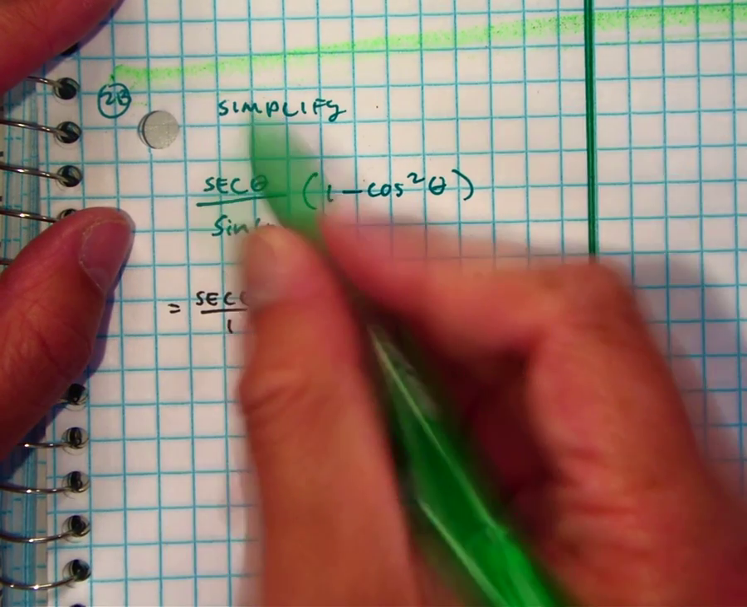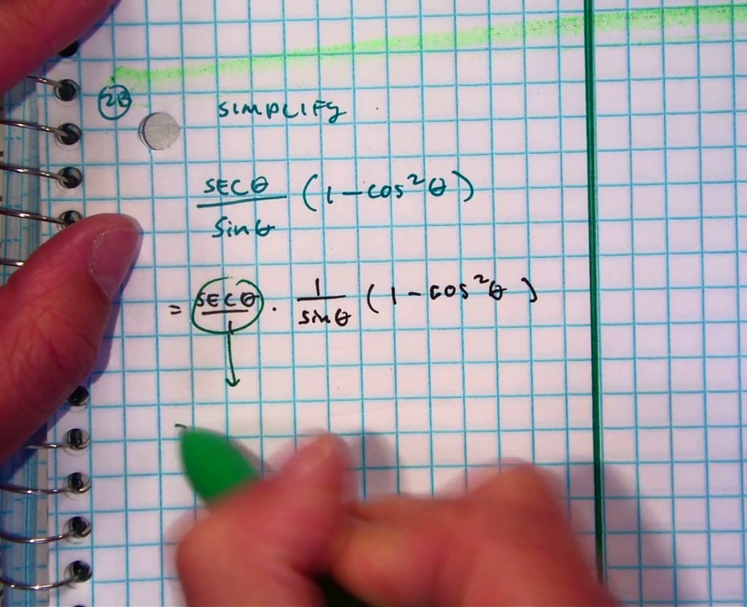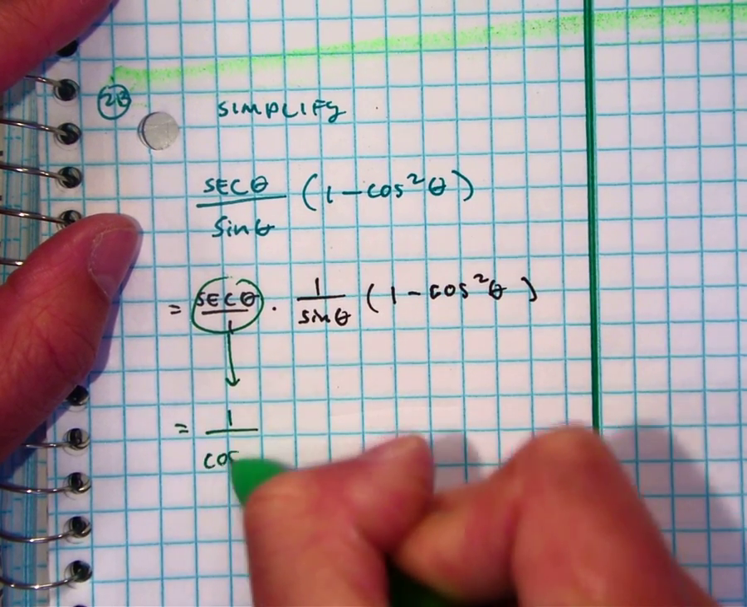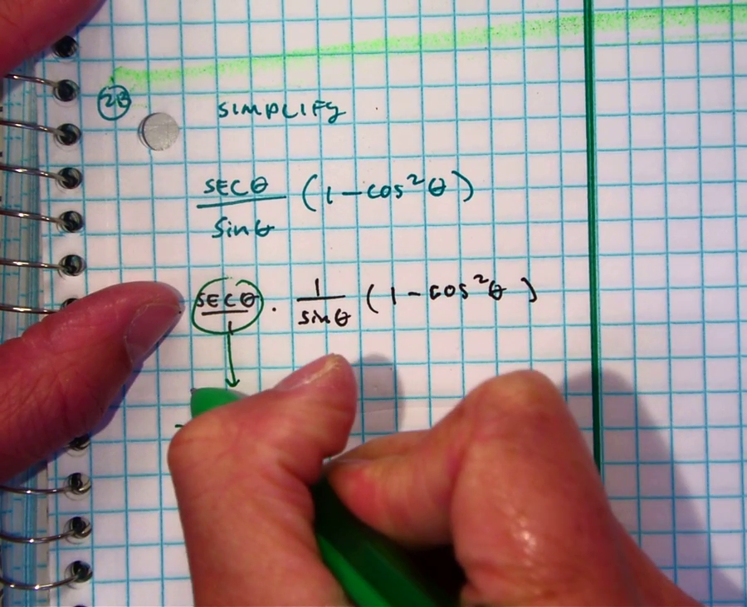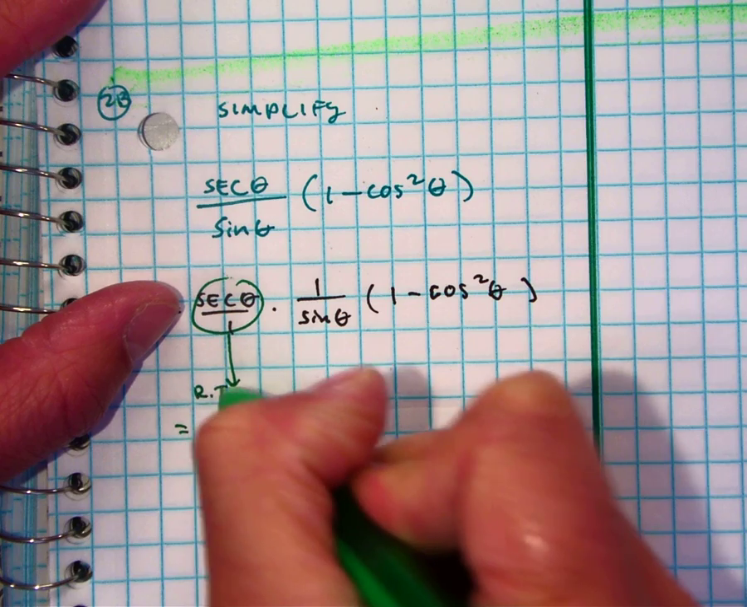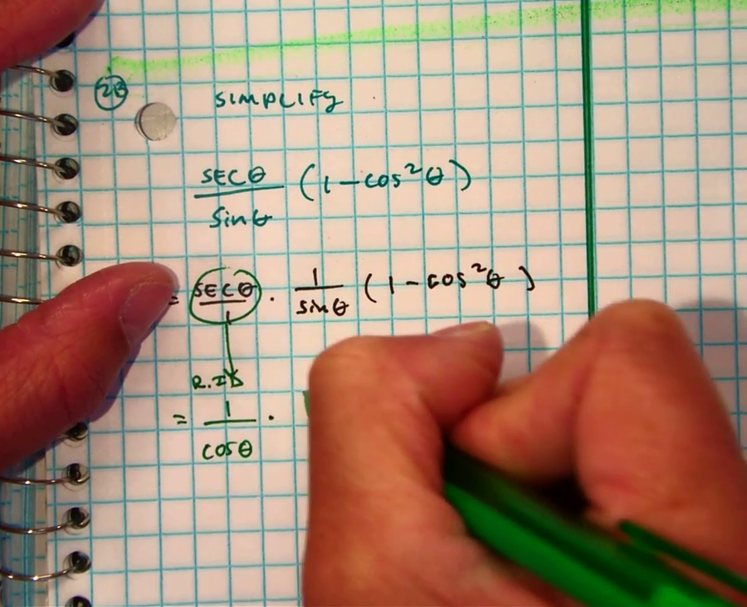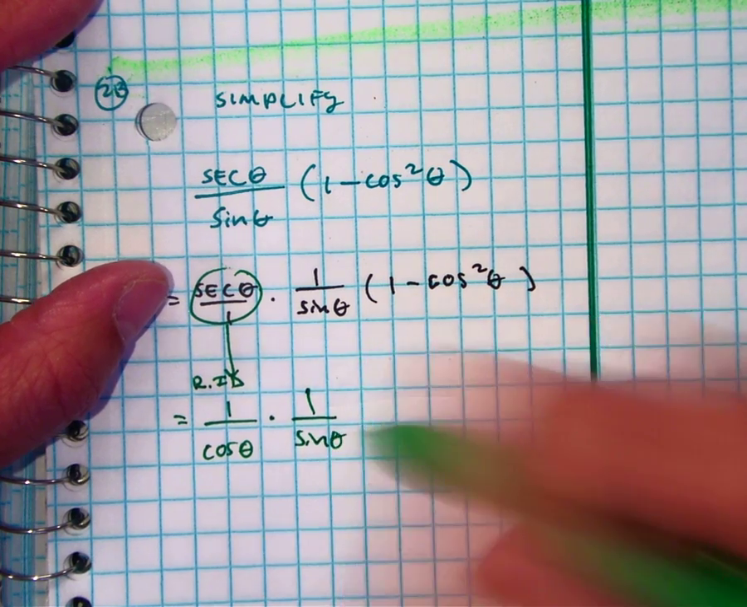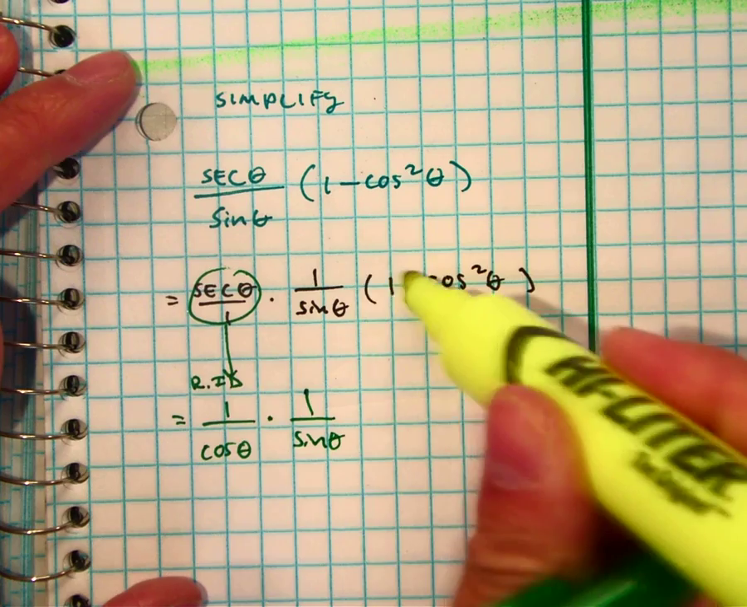Secant of theta is what, class? 1 over cosine of theta by the reciprocal identity. 1 over sine, I'm going to keep it. So if I get stuck, I'm just going to change all of them to sine and cosine. Okay. Now look at this one here.